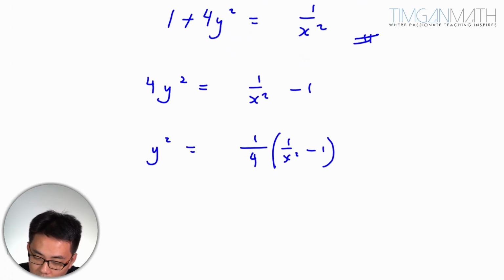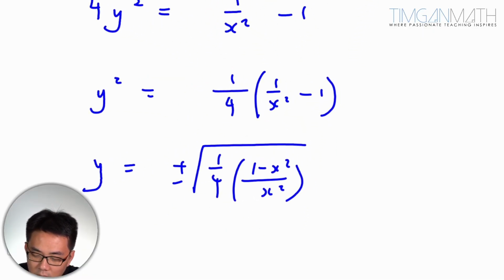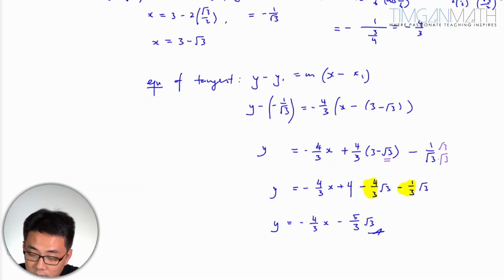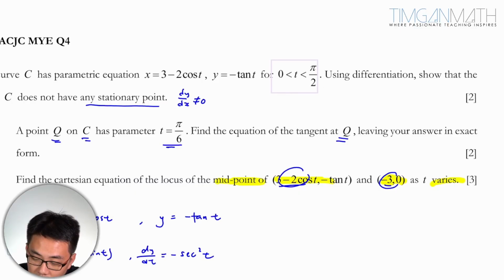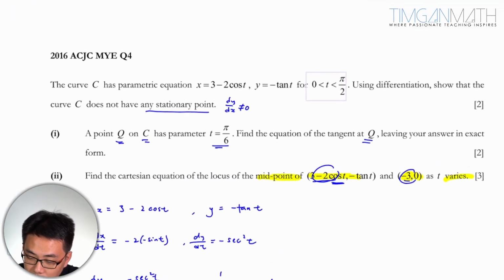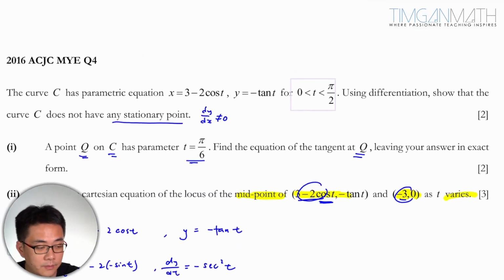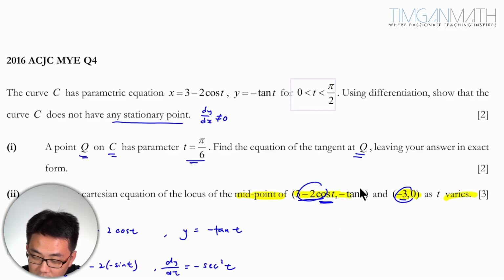So in this case, y equals plus or minus 1 over 2 times the square root. Now I need to decide whether y is positive or negative. You look at y here, which is negative tangent t. We can just see what this value is, and whether it will be a positive or negative number. This is in the first quadrant, right? So this is actually a negative number.